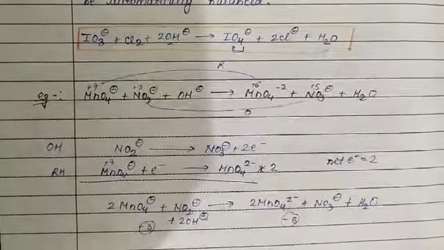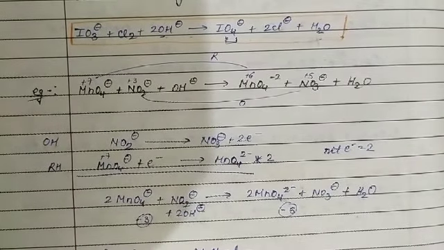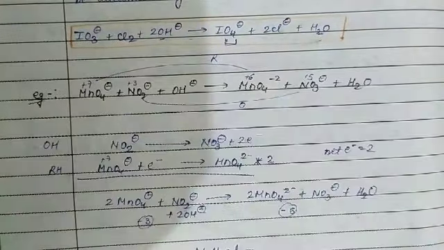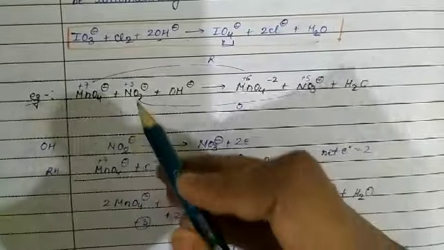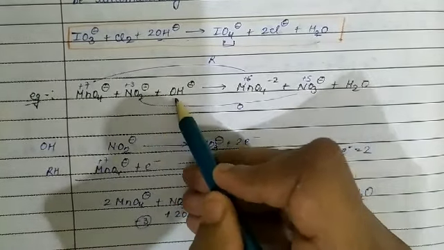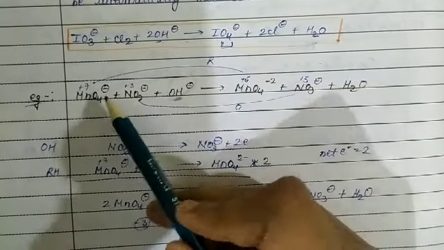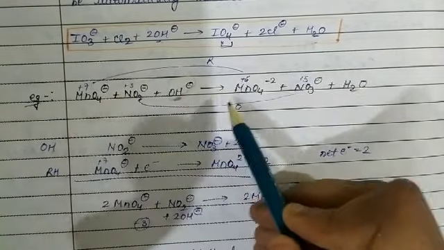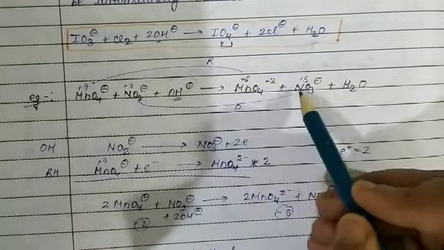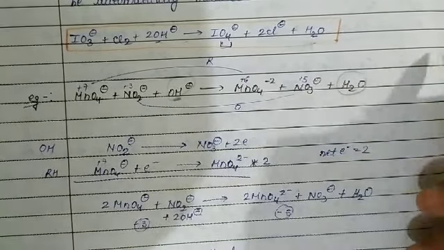See, the question is: in this question we see MnO4 negative ion plus NO2 negative ion in OH minus, which means basic medium. Basic medium is provided. So MnO4 negative ion changes into MnO4 2 negative ion, and NO2 negative ion changes into NO3 negative ion. The water molecules will be automatically balanced.